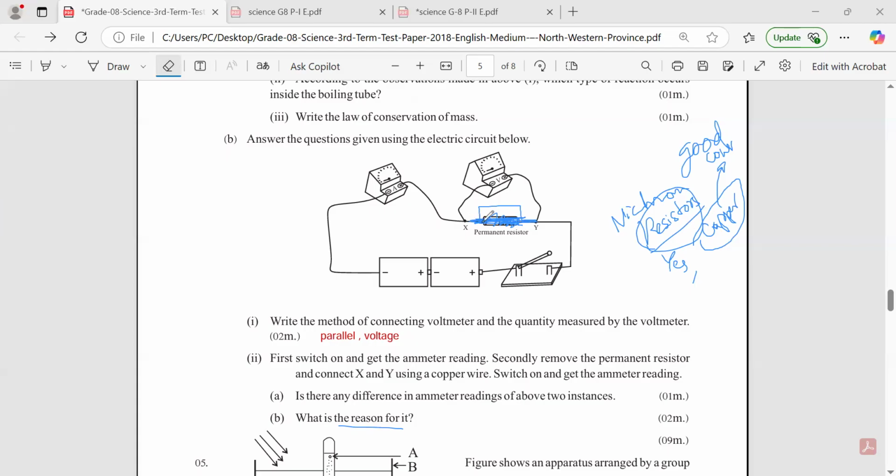Now what are they telling you to do? You are supposed to remove that resistor and put in a copper wire. The resistor would have slowed the current down, whereas as soon as you connect the copper wire, the passing of current increases. So you can tell less current flows through the permanent resistor. If the copper wire is used instead of the resistor, a high current can flow through the circuit. Does that answer make sense, Alia and Krishev?